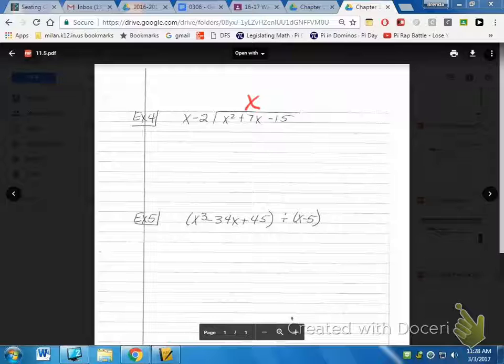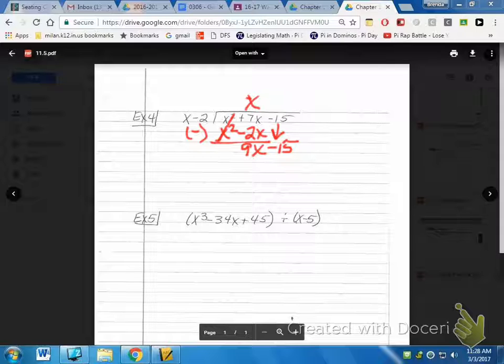And then you take that and distribute it through that binomial. So x times x is x squared. X times negative 2 is negative 2x. Now, always remember, you are subtracting now. X squared minus x squared is gone. 7x minus negative 2x is now 9x. Be careful with that, please. Bring down this term, minus 15.